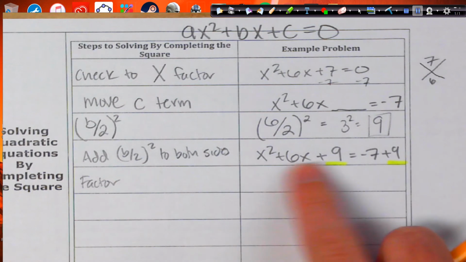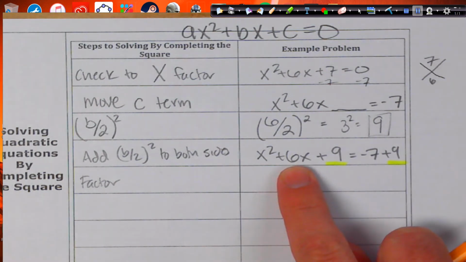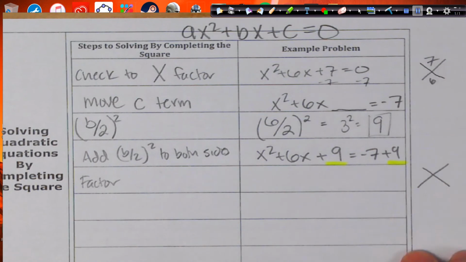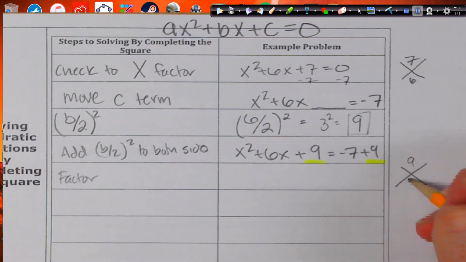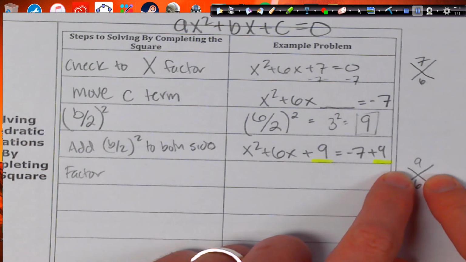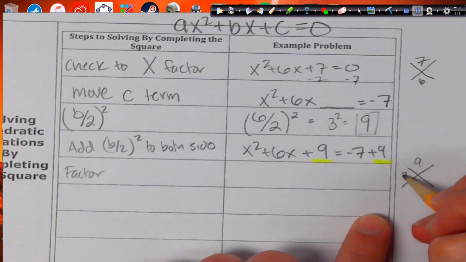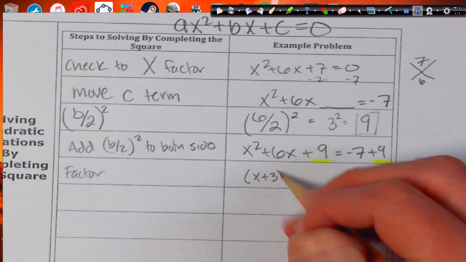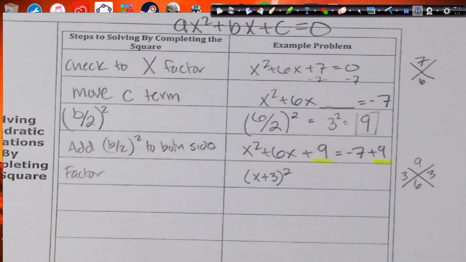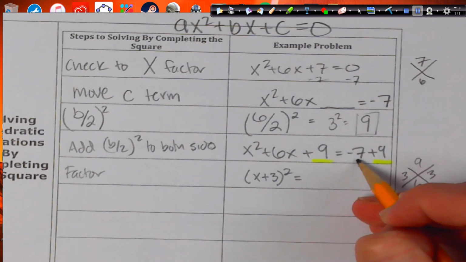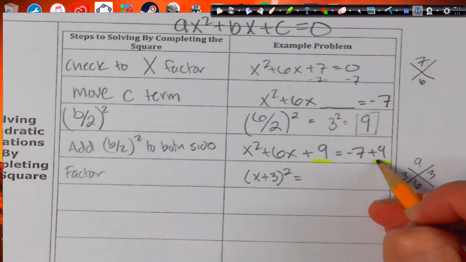So to factor, we're going to do our x factoring. We'll do that off to the side. And this is going to be 9 and 6. Now the way it should work out is these two numbers should be the exact same. If we did it right, we should get 3 and 3. And so this is going to actually factor into x plus 3 squared. Remember, I want to get a perfect square trinomial. And on this side, we're going to get negative 7 plus 9, which is going to give me 2.